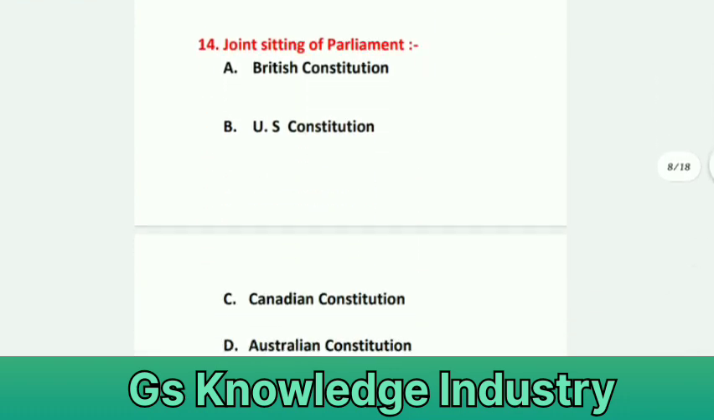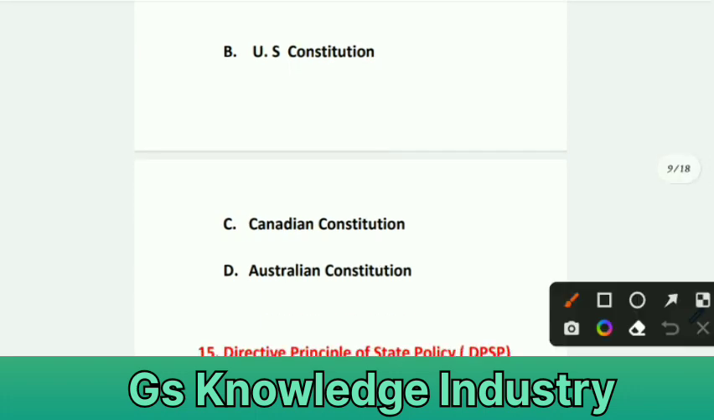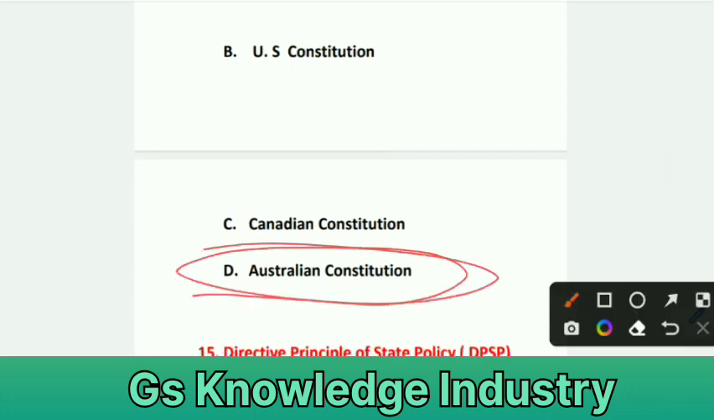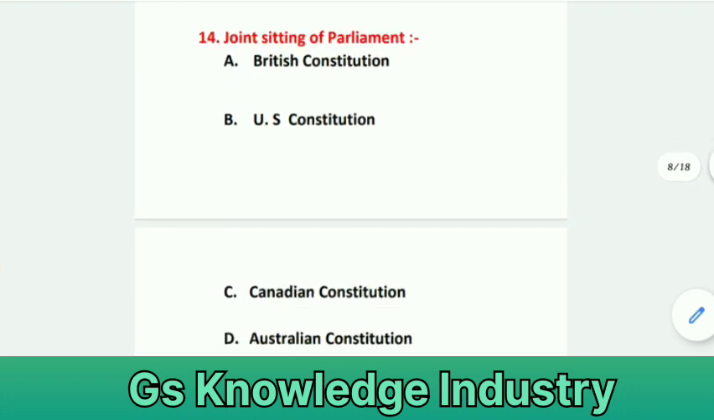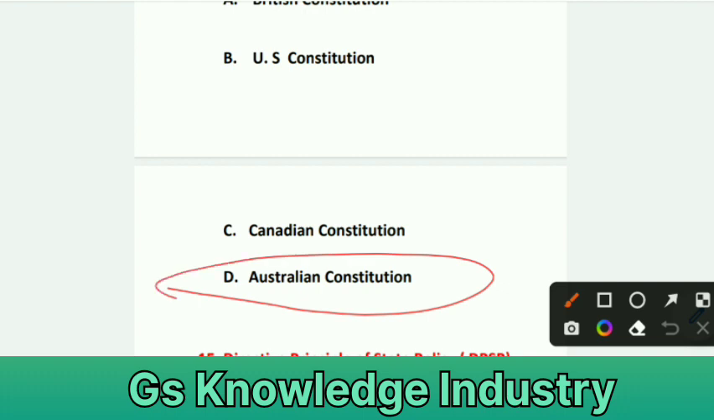14 number question. Joint sitting of Parliament. This system has come from Australian Constitution. Joint sitting of Parliament has come from Australian Constitution.